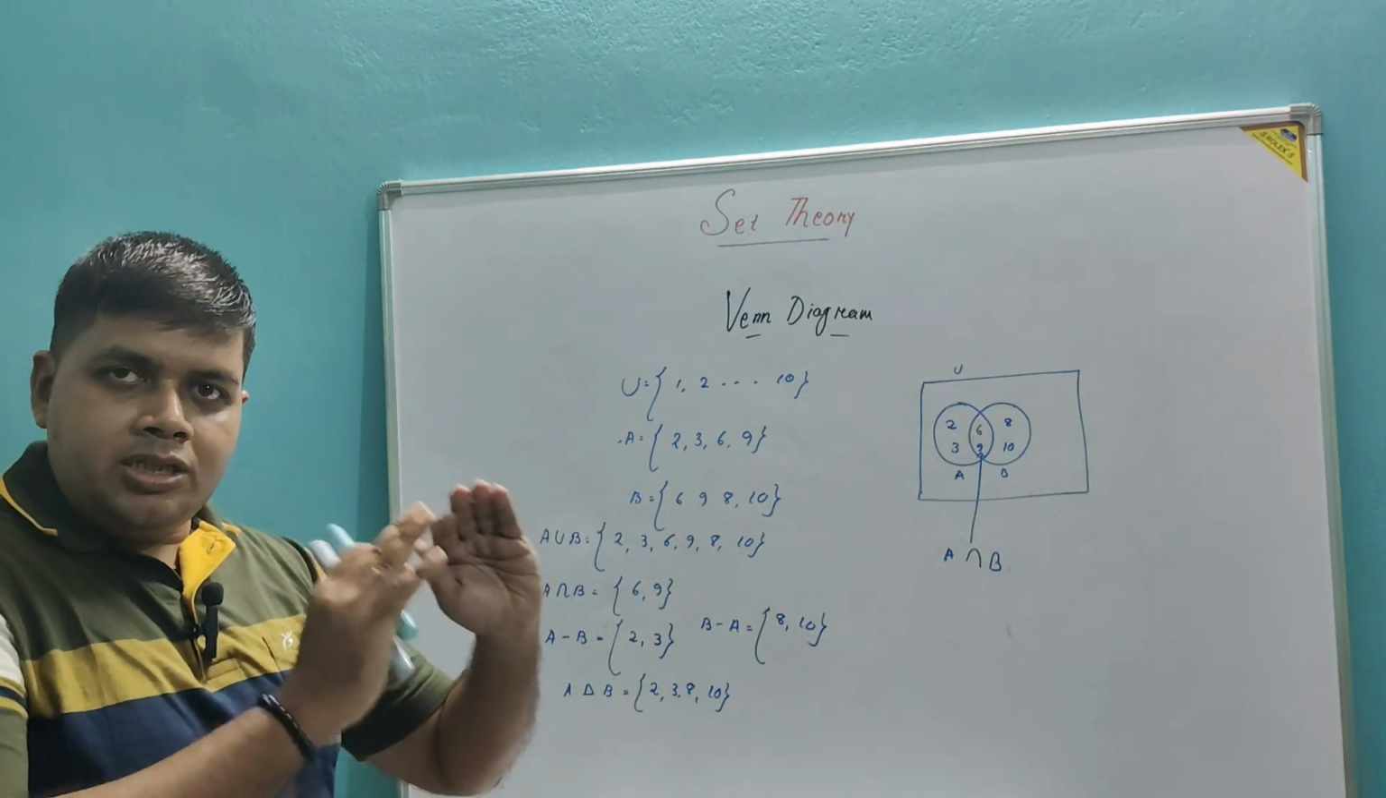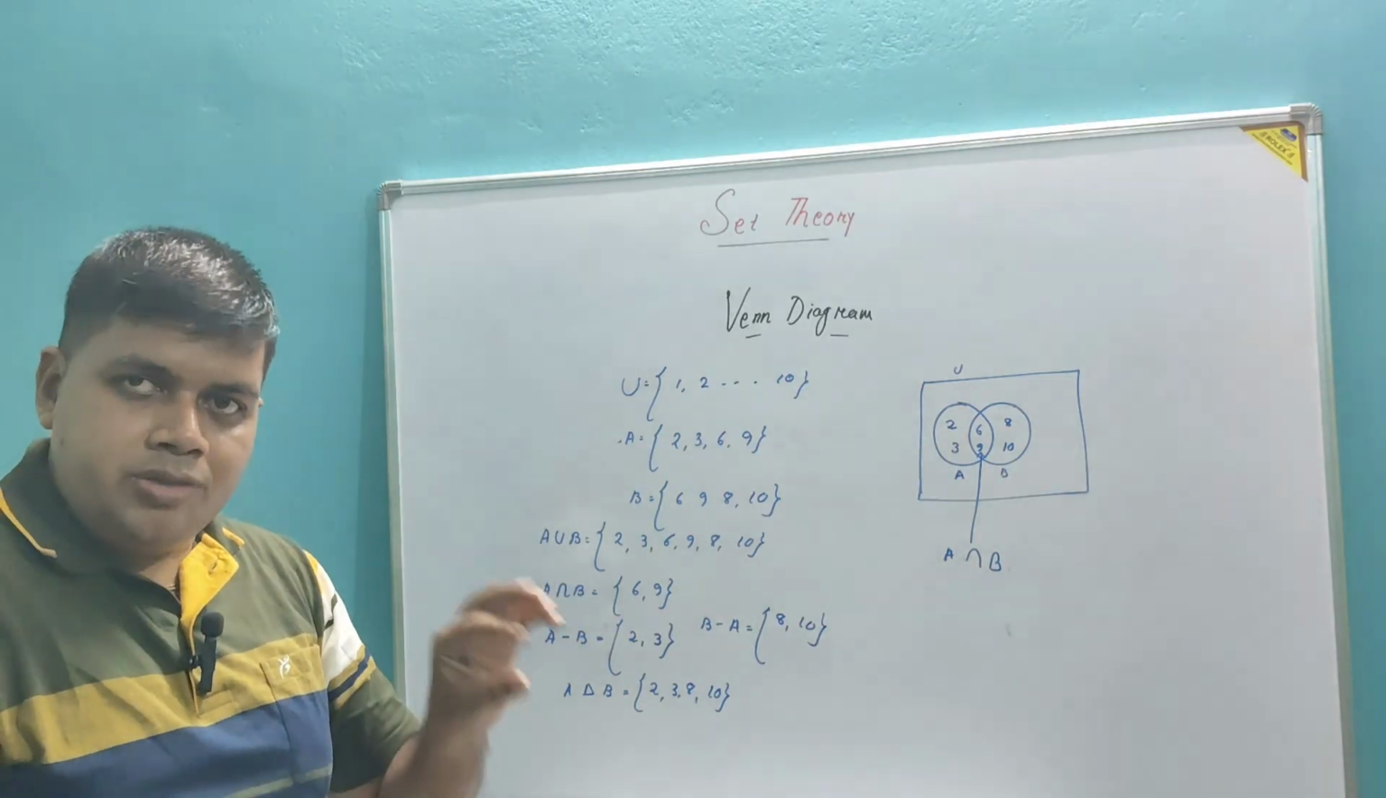If there are three subsets, the common part can also be represented.